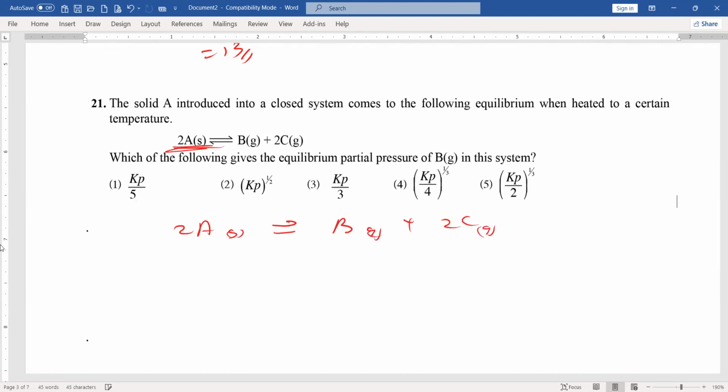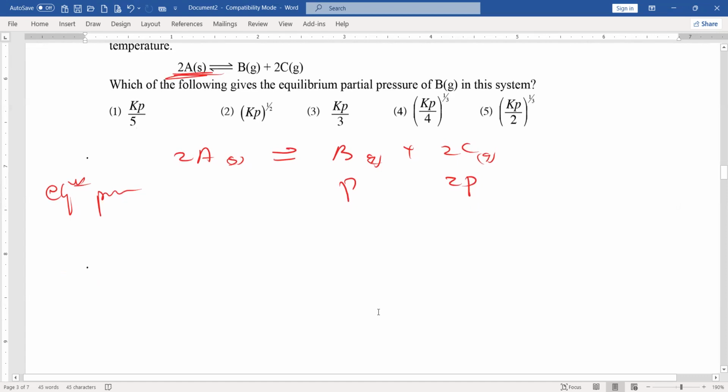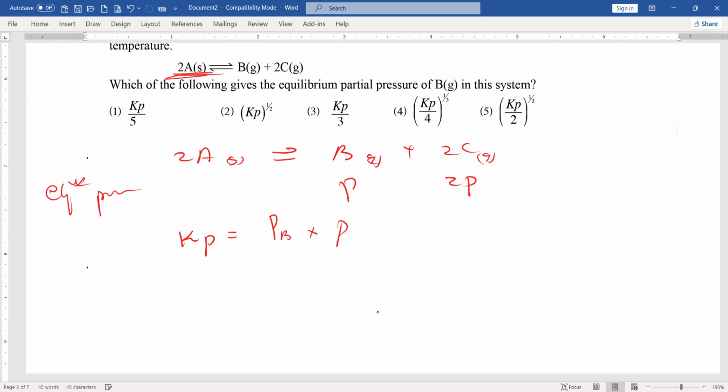I assume that because of the dissociation of this A, the partial pressure of B is P, then C is 2P. Why? It is a 1:2 ratio. So the equilibrium pressures I take as P and 2P. Then I can write down the Kp. Kp is equal to Pb into Pc square, then P into 2P square.